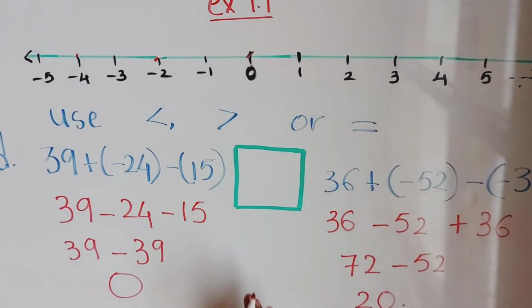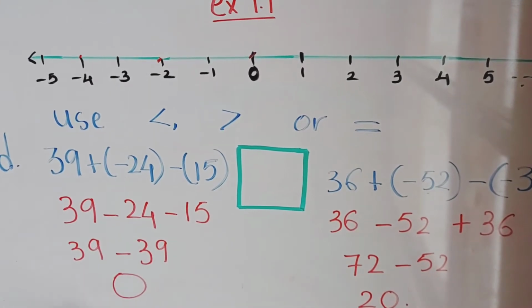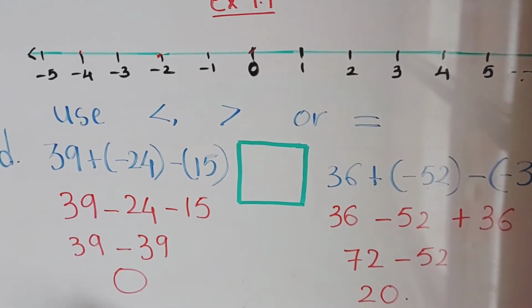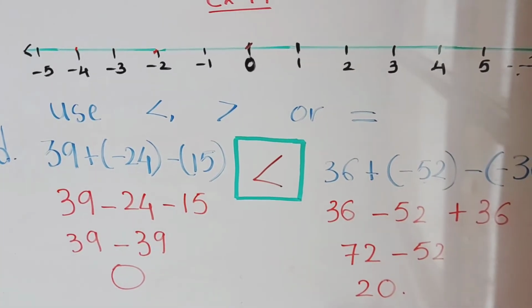Okay children, so which one is greater? 20 is the greater number, right? So as per our statement, 0 is lesser than 20. Correct children?